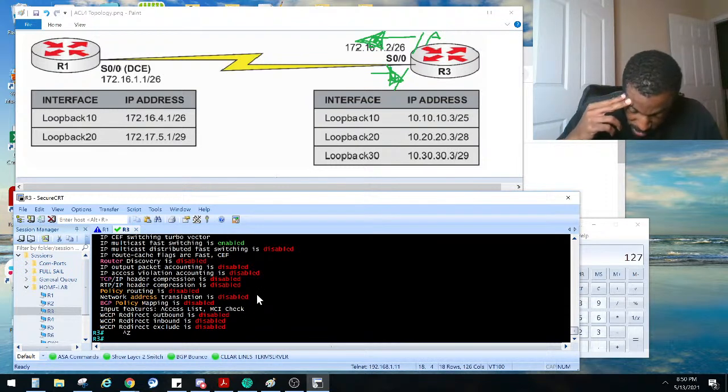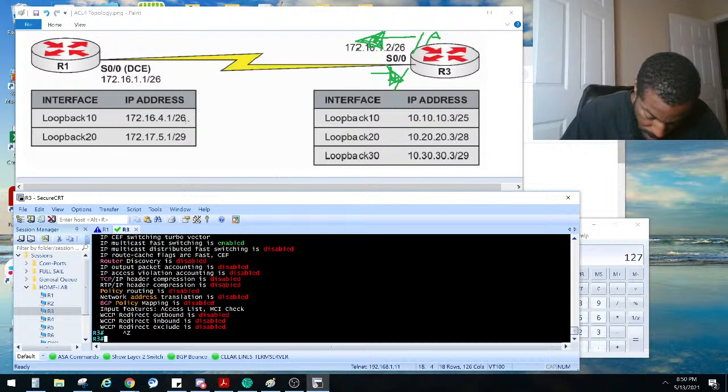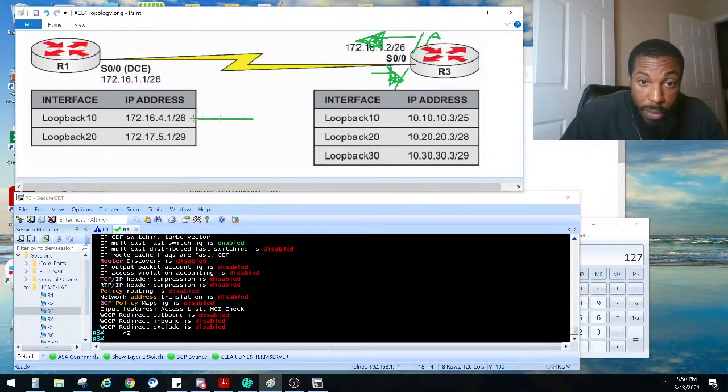Test your ACL configuration. Telnet from router 1's loopback 10 to router 3's loopback 10, 20, and 30. So we need to telnet from router 1's loopback 10 to all of router 3's loopbacks. We've got to telnet from here, here, and here. Go ahead and do that, if y'all want to do it before me.